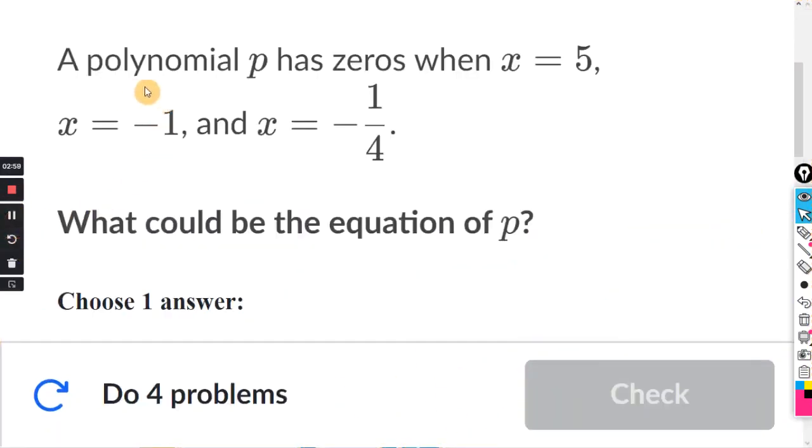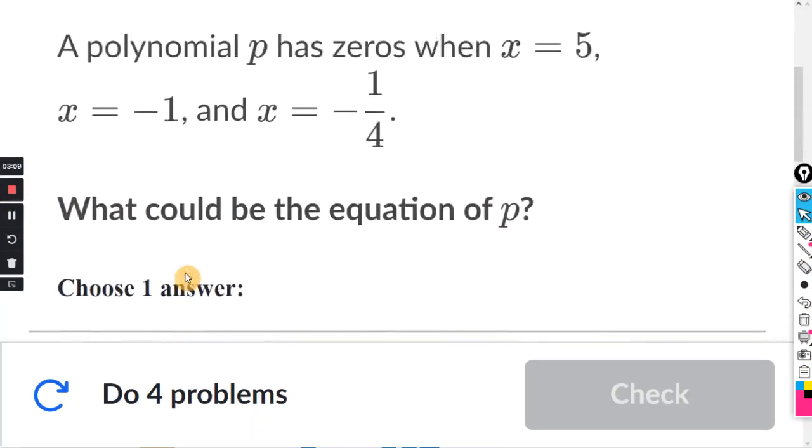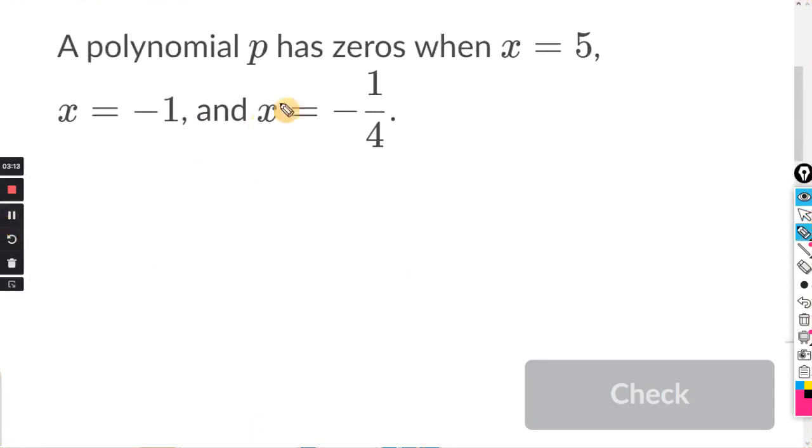All right, last one. A polynomial has zeros at 5, -1, and -1/4. What could be the equation of P? Okay, so this is just like the last one, except there is no graph. So just like last time, you want to change the sign on each one. Okay, we're going to have 3 binomials, one for each 0.